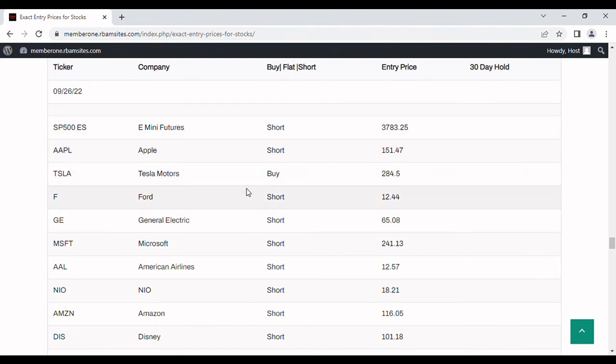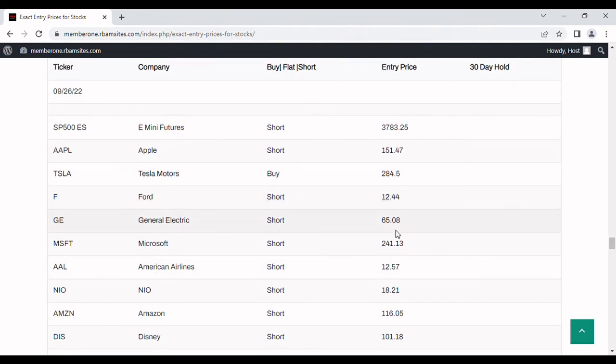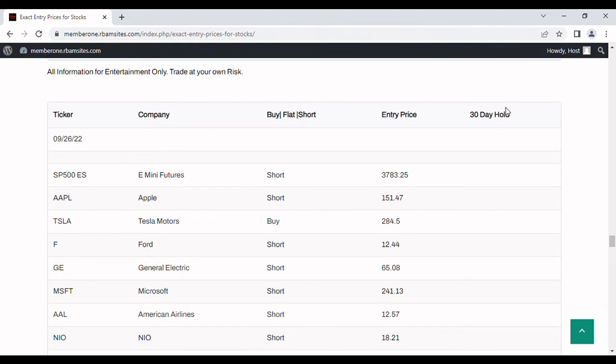Same thing for Apple. Tesla's a buy. Ford's short. All these are shorts through here except for Tesla. You can see again, it gives you a defined holding period, exact entry price, tells you what to do. Short or buy or stay flat. Some days these will come up and say flat. So that's how you basically use technical analysis. You come up with a simple system that gives you a signal, buy, flat, short, and an exact entry price. And at some point, to backtest, you're going to have to choose a holding period, which is, again, beyond the scope of this. But when you go to build your own, if you do, and I recommend you do, just choose whatever you want.